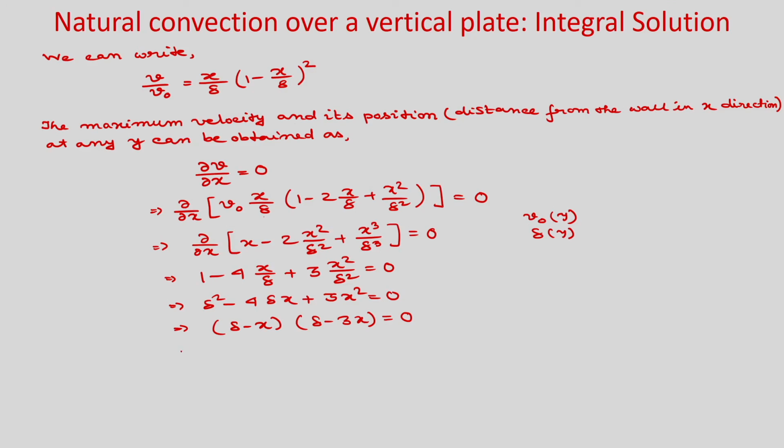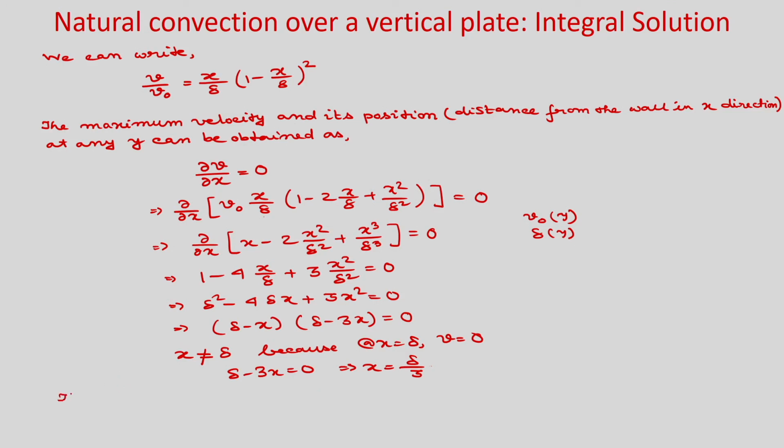So, x not equal to delta, because at x equal to delta you have v is equal to 0, right. So, you have delta minus 3x equal to 0, that means x equal to delta by 3. Okay. So, you can see at x equal to delta by 3 you will get the maximum velocity.